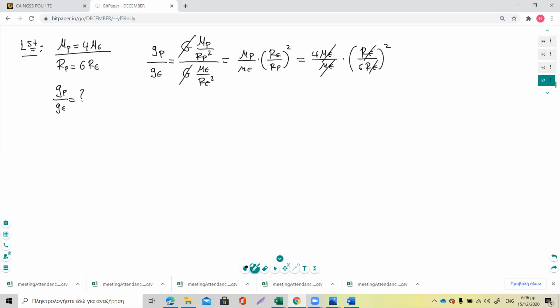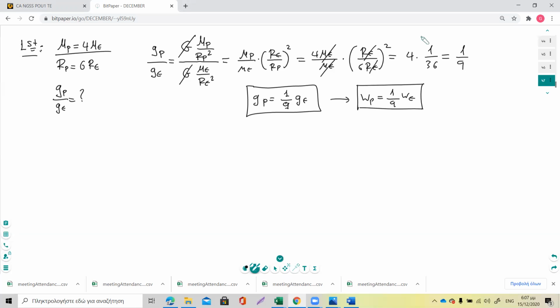These terms are cancelled, and we have 4 times 1 over 36. And we can finally write it as 1 over 9. So it's obvious that g on this planet should be 1 over 9 times g of the Earth, and any mass located at the surface of this planet would have a weight, WP, equal to 1 over 9 times the weight on the Earth.